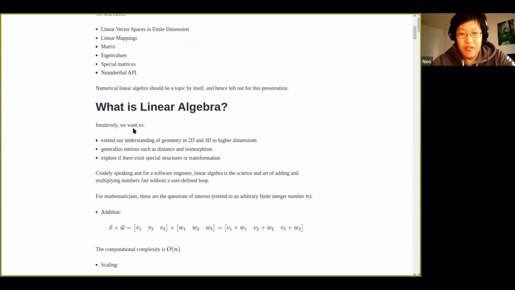As I said, numerical linear algebra is a topic by itself, and I hope we can cover this in the next session.